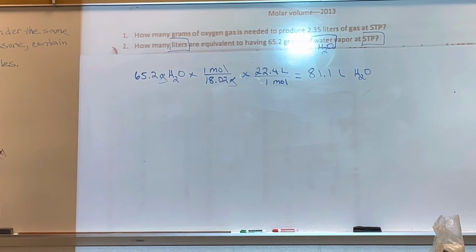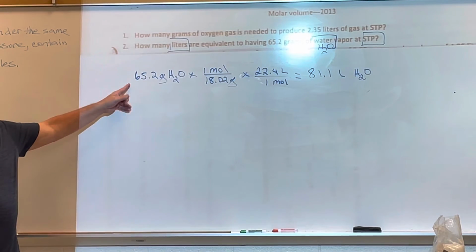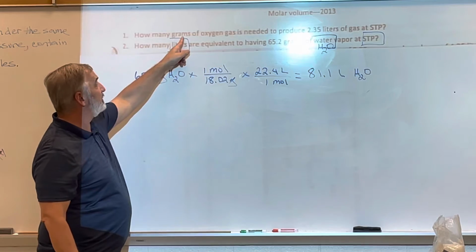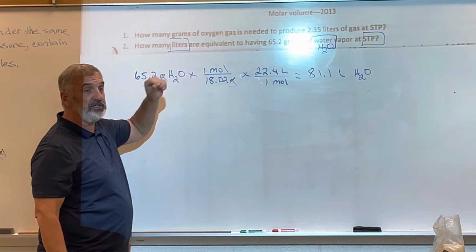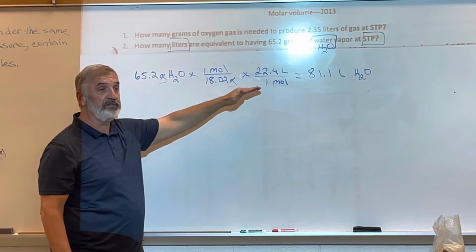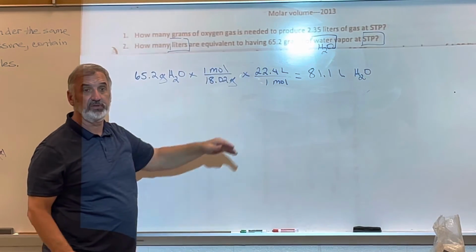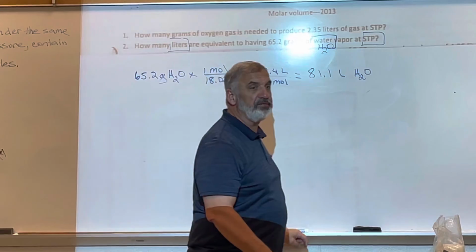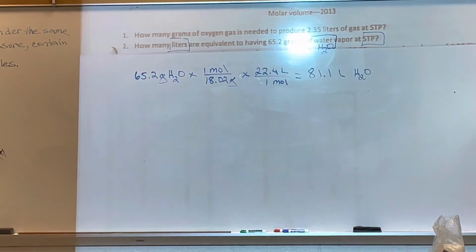Okay? So this is just the exact reverse of number 1. Number 1, you're given liters looking for grams. Number 2, you're given grams looking for liters. But 22.4 is our conversion factor between liters and moles. Now, you probably didn't get 3, 4, and 5 right either, because we really didn't know how to do that.